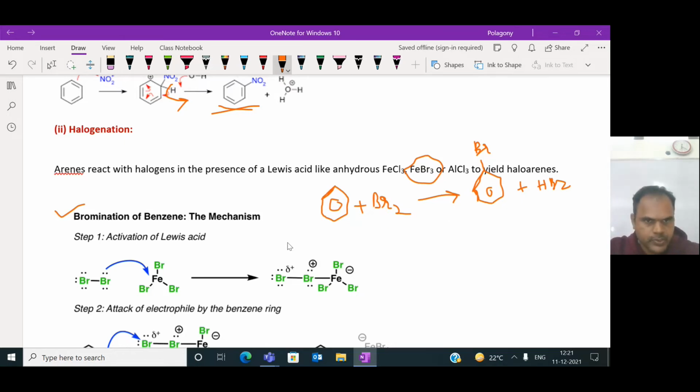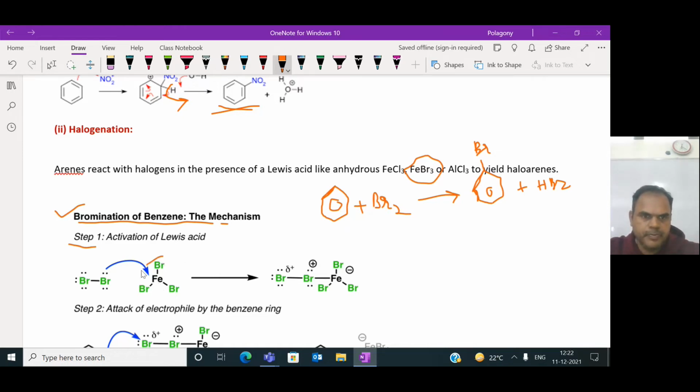Let us look into the mechanism of bromination of benzene, how bromine reacts with benzene to form bromobenzene. If you look into the mechanism, in step 1, what happened? Activation of the Lewis acid. For example, we are taking the Lewis acid as ferric bromide.